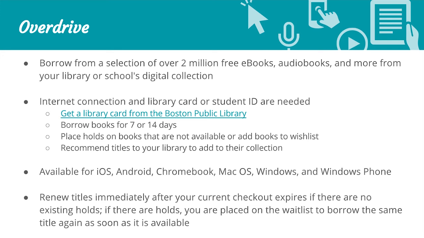actually borrowed one. One of the great features of this tool is that it's available cross-platforms. So there's a very easy to use app as well as a web page and several different ways to access it. You can renew titles immediately after your 7 or 14 days expires, only if there is no wait list or what we call a hold. If there is a hold, you have to go back into the queue or go back into the line and wait for it to be available. Very similar to how checking a book out of the library actually works.